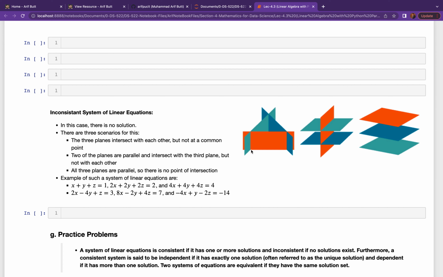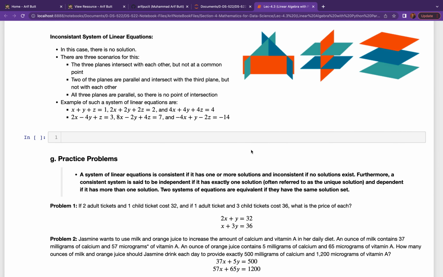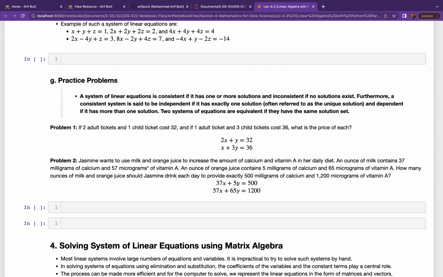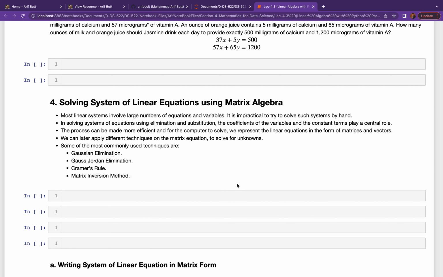Well, my dear friends, with this background, I think we are well equipped to move ahead and learn other techniques that are normally used to solve a system of linear equations having more than three variables. Please do this practice and let me move ahead.